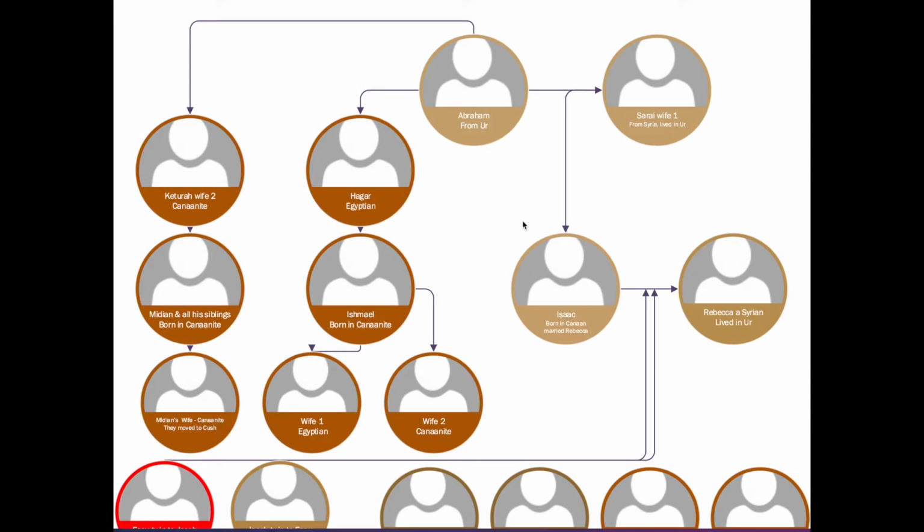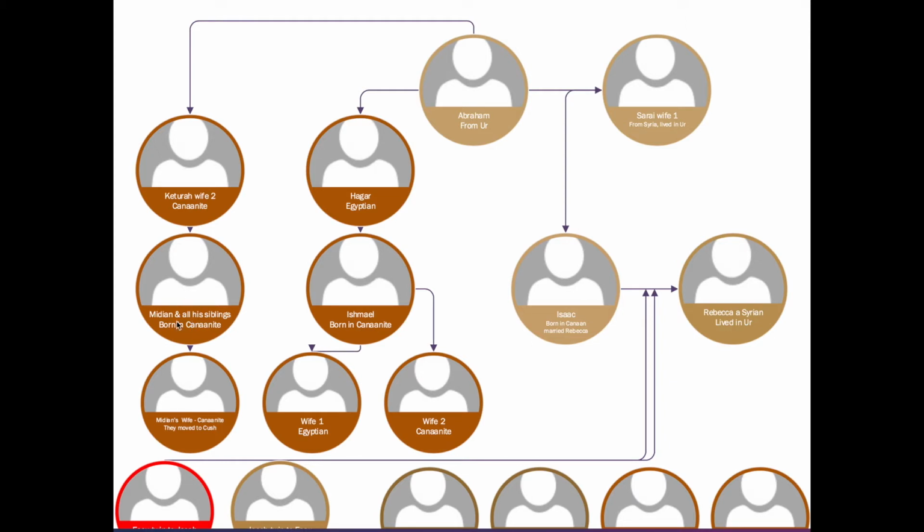Now, let me go over the family tree of Abraham and also the family tree of Jacob. So, I'll start with Abraham and Sarai, his first wife. Abraham also had an Egyptian handmaid, and he also had a second wife by the name of Keturah. He married Keturah after Sarah died. Keturah gave Abraham many sons and daughters, according to the Bible.